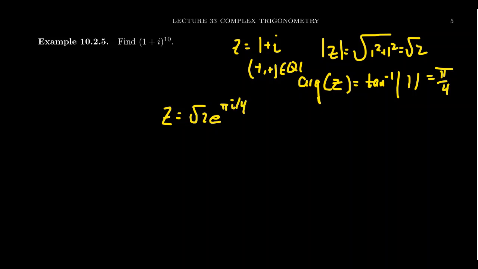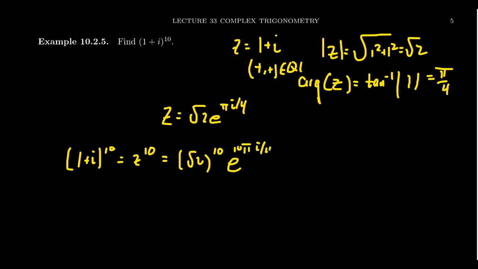All right, so now if we're doing 1 plus i to the 10th, we're really just trying to calculate z to the 10th power. And by the previous theorem, we're going to get the square root of 2 to the 10th power, and then e to the 10 pi i over 4, right? You just multiply the angle by 10 in that situation. Now, if you square the square root of 2, that gives you back 2, so this is going to give you 2 to the 5th. And then, of course, 10 and 4 have a common divisor of 2, so you're going to get e to the 5 pi i over 2, like so. 2 to the 5th is going to be 32.